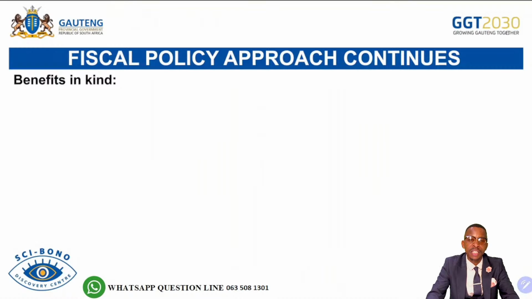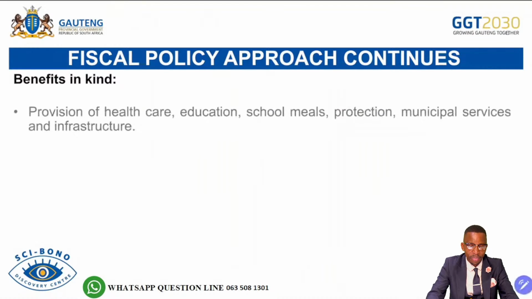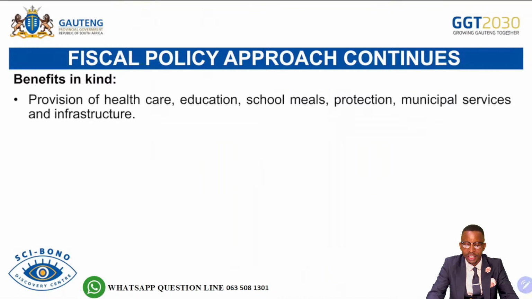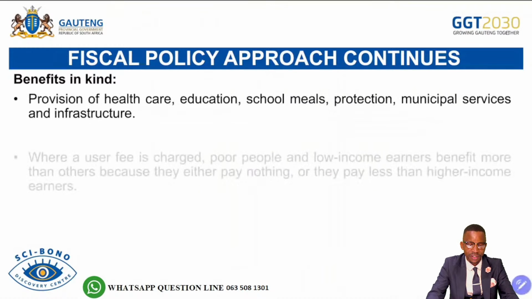These benefit the society the most, and they are part of redistribution because those who have income are able to afford private schooling, private hospitals, and private security. However, those who do not have much income cannot afford that. Therefore, it is important for the government or the state to provide benefits in natura for the nation to be able to improve its welfare or wellness. Provision of healthcare, education, school meals, protection, and municipal services, as well as infrastructure.